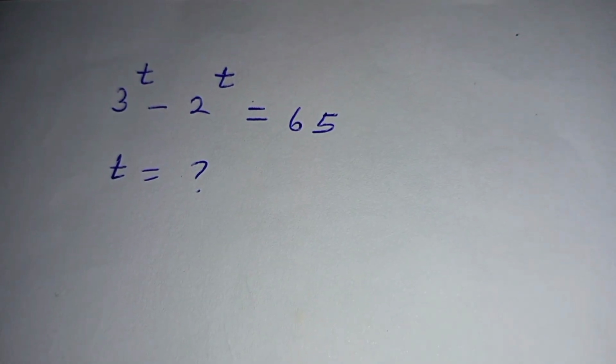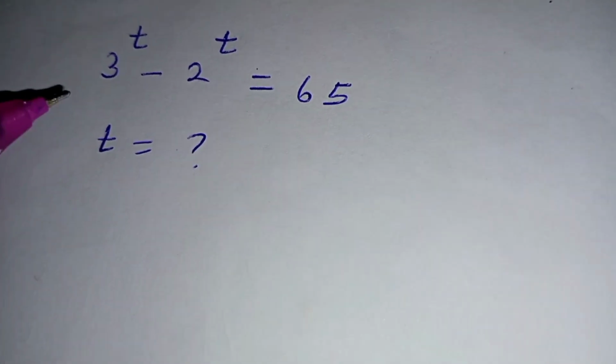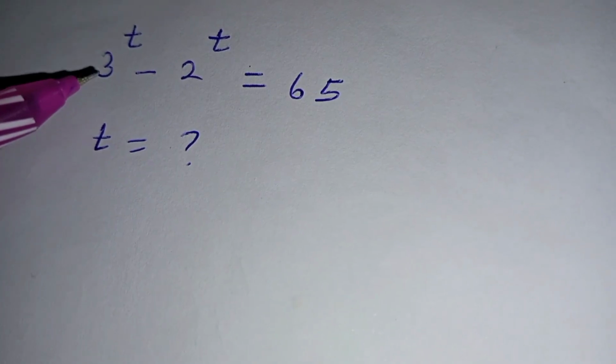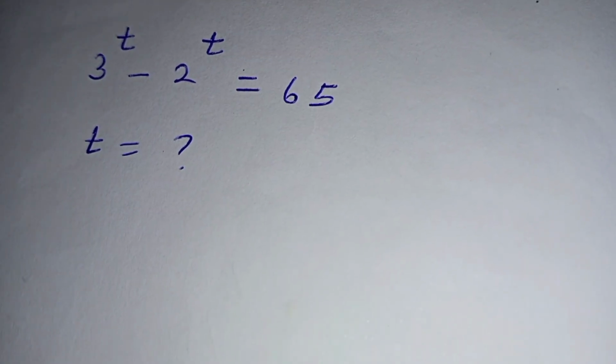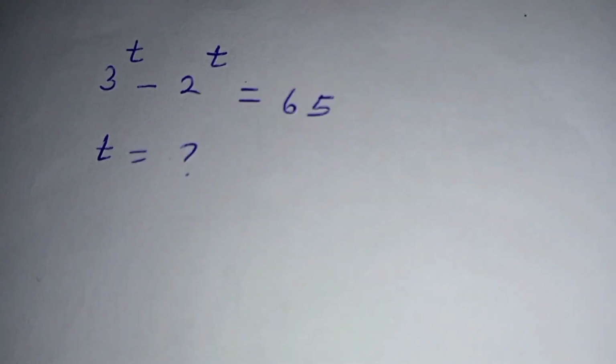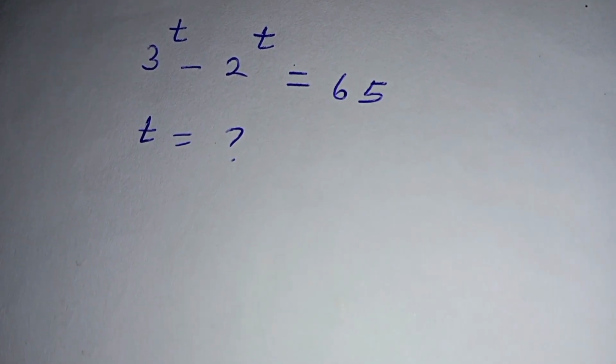Welcome to our video. Today we have a nice equation whereby we are given 3 to the power of t minus 2 to the power of t is equal to 65. We are needed to obtain the value of t. So how do you obtain the value of t from this equation?